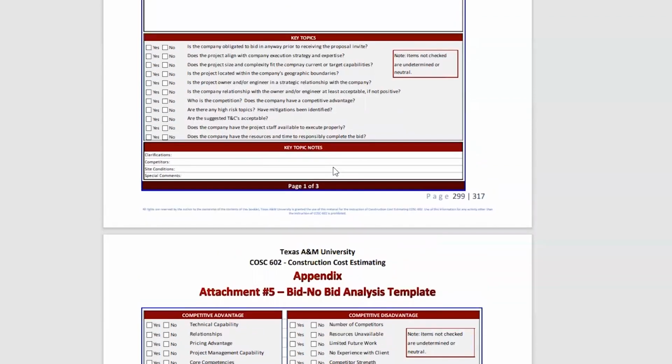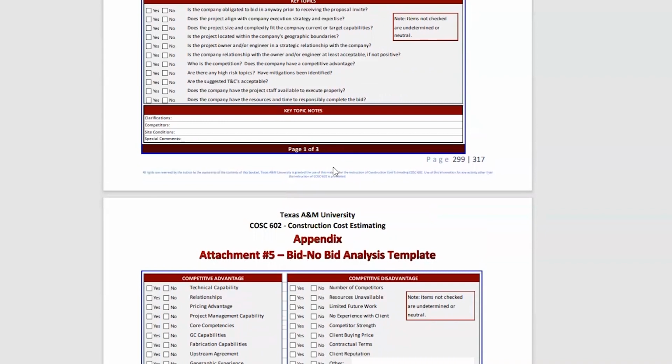Any thoughts on these kind of topics, these key topics? Have y'all had any similar experiences?